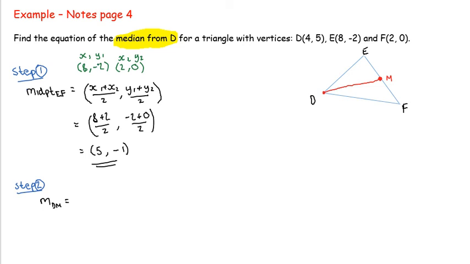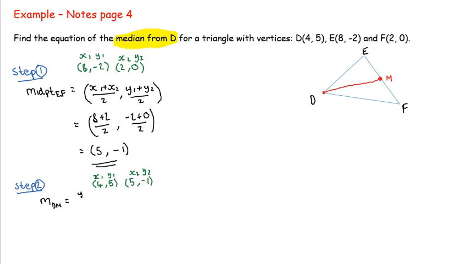And again, like I did before with my points, I'll put my points at the top just to remind me. So I'm using D and M now. The point D is (4, 5). And the point M is what we just worked out, (5, -1). Label your points x1, y1, x2, y2. And then straight to your gradient formula now.